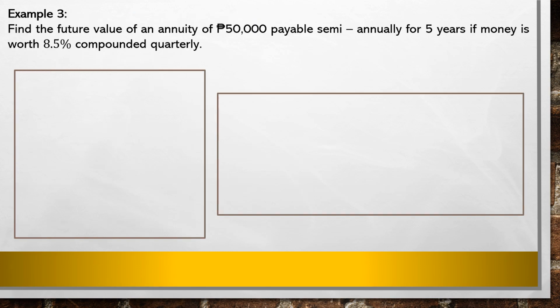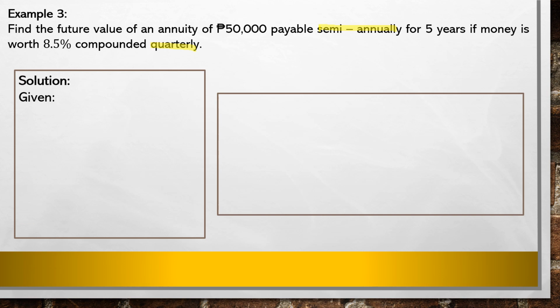Let's see our first example so we can understand better. Find the future value of an annuity of 50,000 pesos, payable semi-annually for 5 years, if money is worth 8.5% compounded quarterly. Our payment period is semi-annually, and our interest period is compounded quarterly. That's not the same, so this is a general annuity.